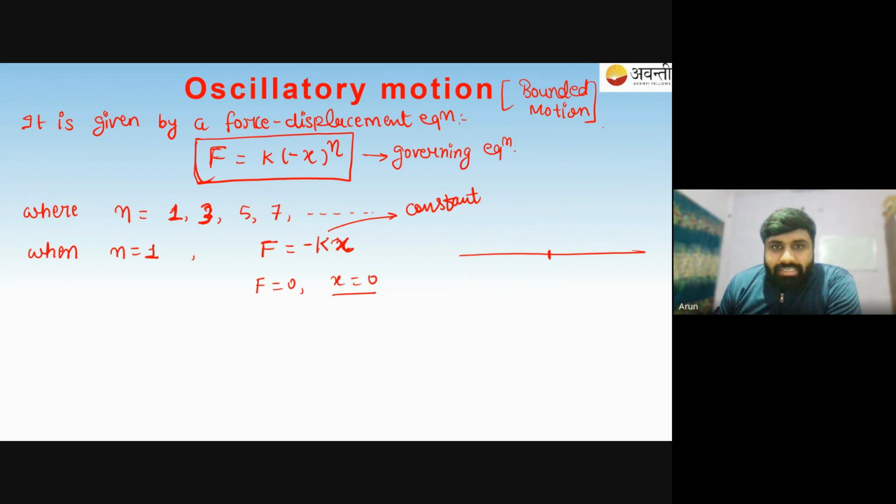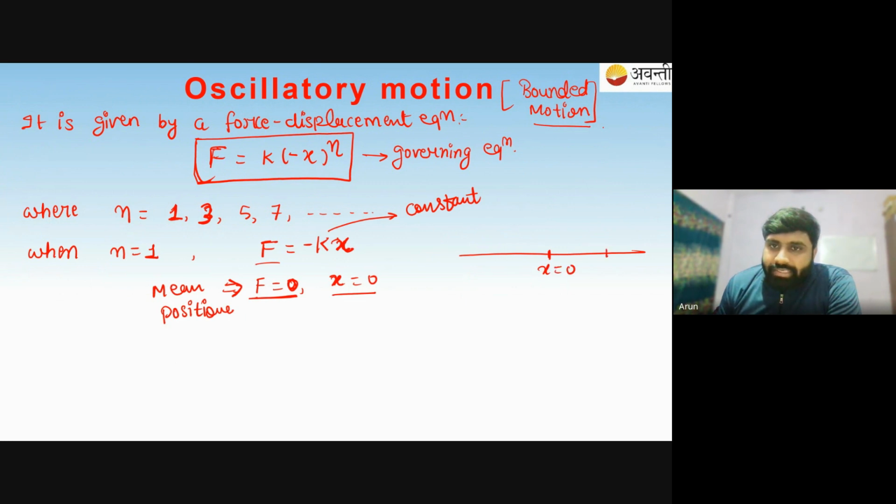So this is termed as the, when f is equal to 0, this will come out to be the mean position. Because in oscillatory motion, we always have a bounded motion about the mean position. So how to find the mean position? For the mean position, when the external force on the system becomes 0, that position is termed as the mean position. So here at x equals 0, this force function is becoming 0. So we can say that the mean position is x equals 0.